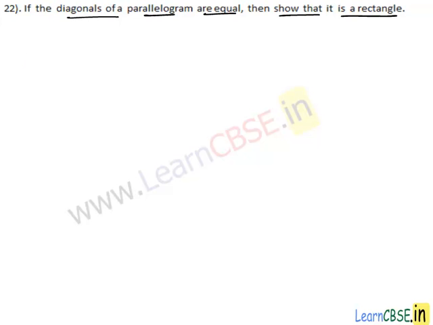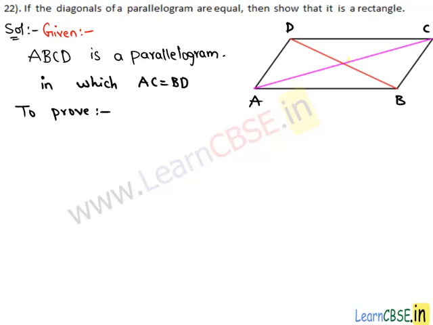So first we take ABCD as a parallelogram, and it is given that the diagonals are equal. Therefore the diagonals AC and BD are equal, and we have to prove ABCD is a rectangle. If we look at the figure, how can we prove it is a rectangle? If angle BAD and angle ABC are right angles, then we say that ABCD is a rectangle. So we have to prove these are right angles when the diagonals are equal.